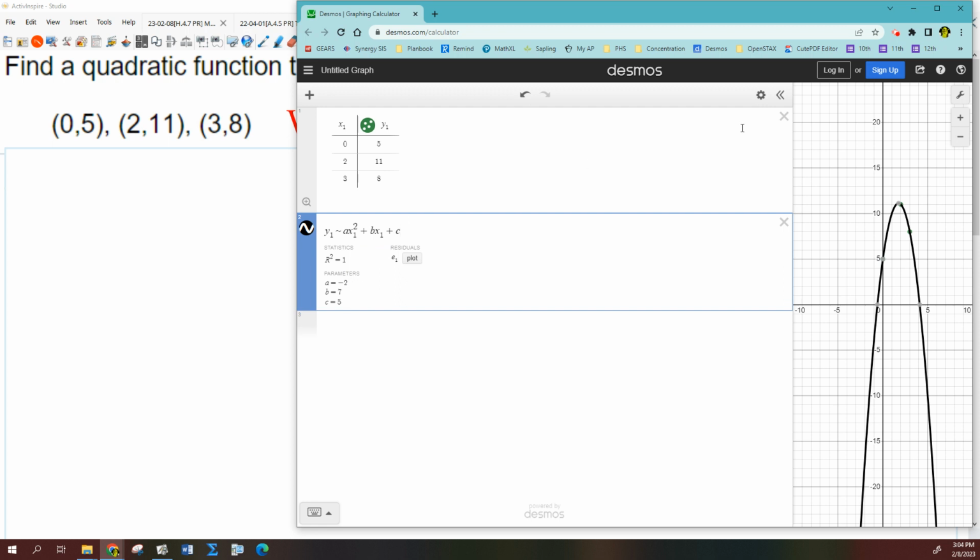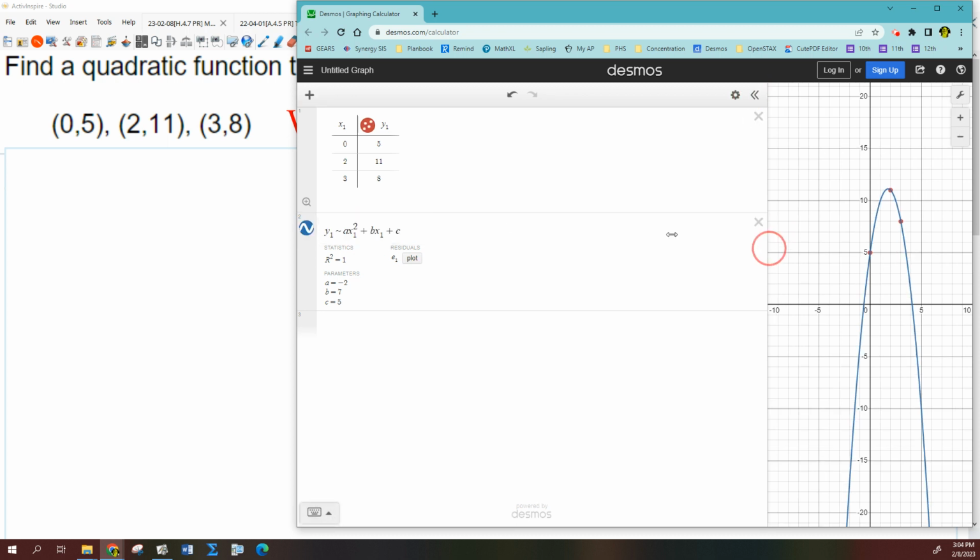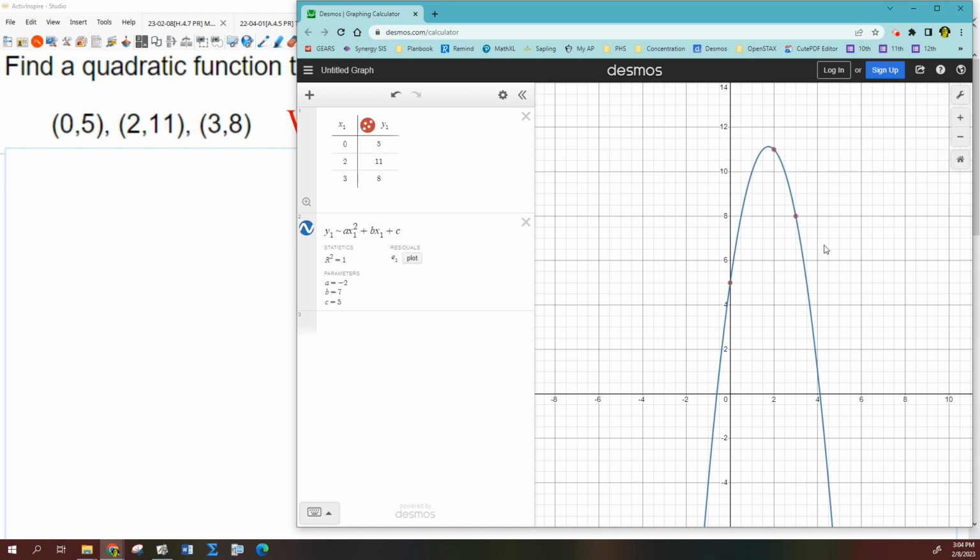How about that? And how about if we change, let's make those red and let's make that blue. And look what you see here. There's my 3 points, right? Notice those are just 3 points on that parabola. 3 points defines a parabola.